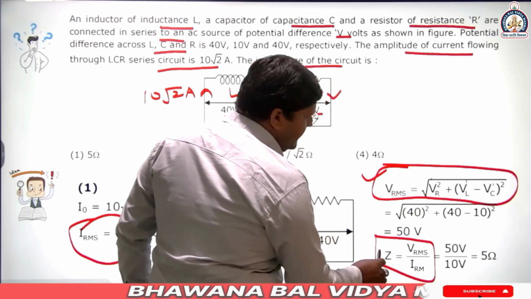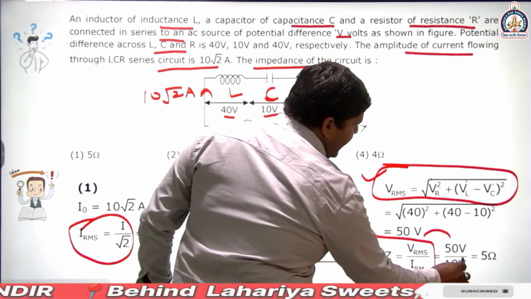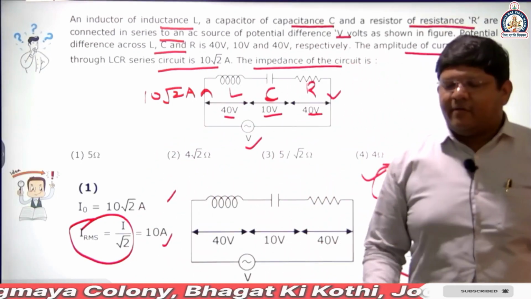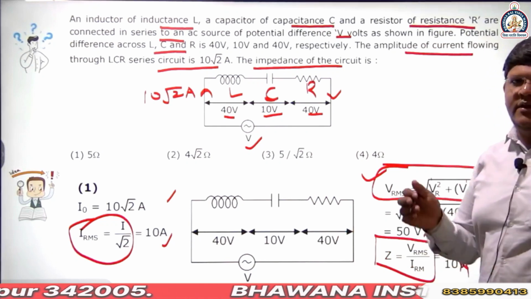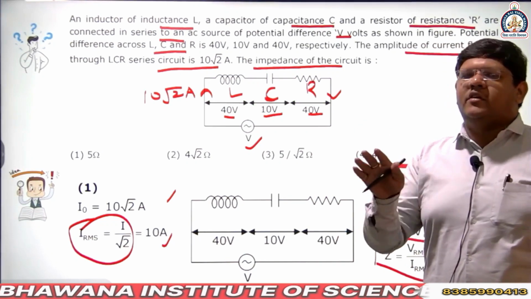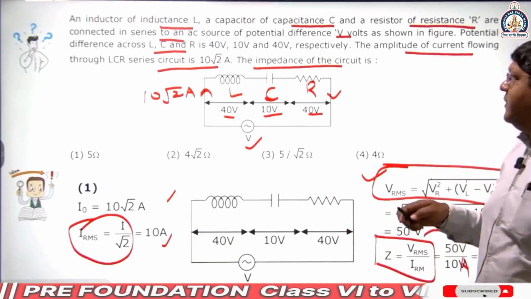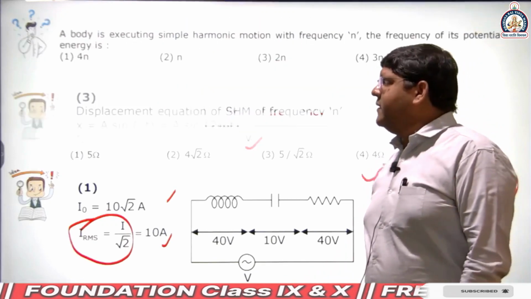Now Z is equal to VRMS upon IRMS. VRMS is 50 volt and IRMS is 10 ampere. On dividing, we get 5 ohm. The unit of Z is always ohm. The unit of impedance is similar to the unit of resistance, and capacitive and inductive reactance are all measured in ohm. Okay, moving to the next part.